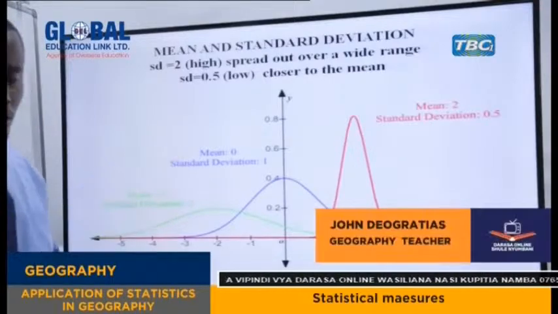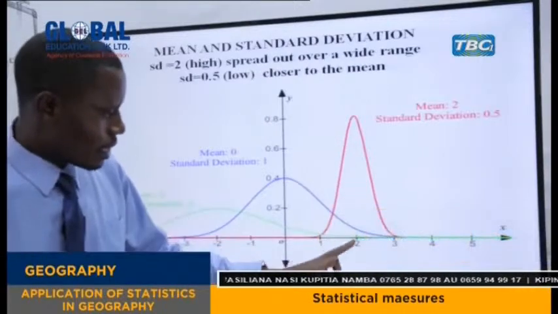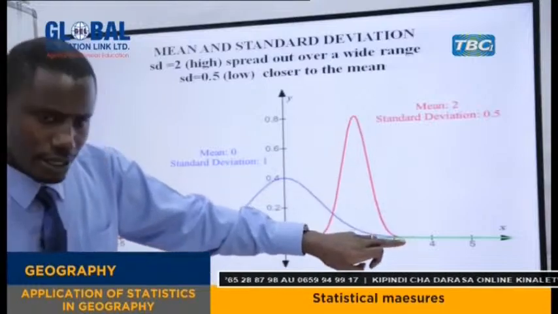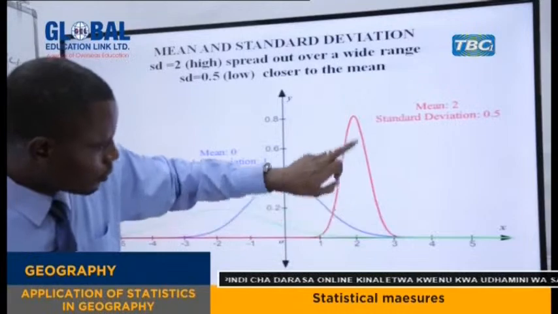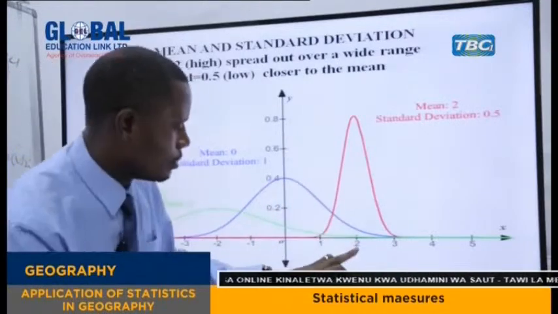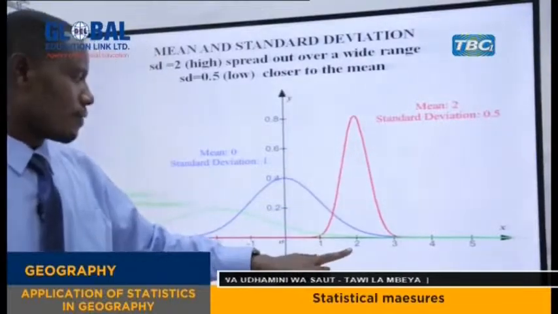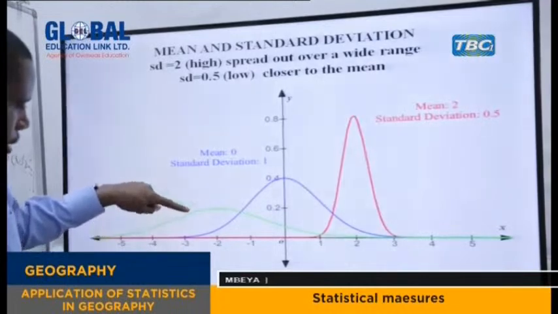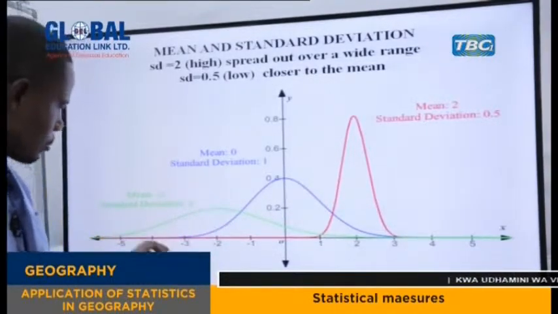So if you have a low standard deviation, it means your data are approaching to the what? To the mean. Take an example of the red one. The red one has a standard deviation of 0.5. Therefore, you see all the data are closer to the mean, which is 2. The mean is 2, then the standard deviation is what? 0.5. But when the standard deviation is large, it means the data has been what? Spread out. That's what we see over there.